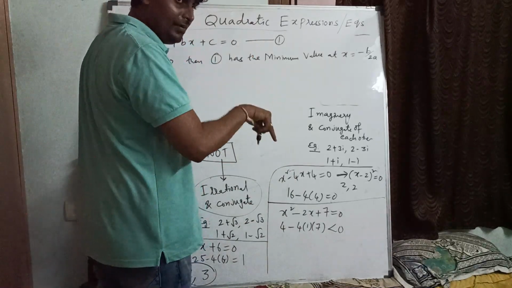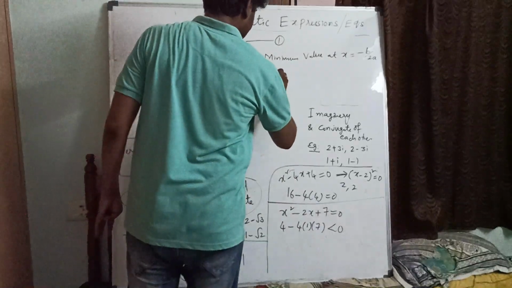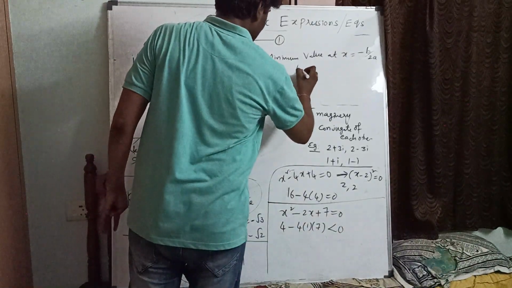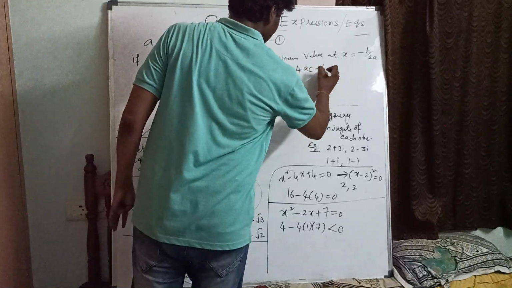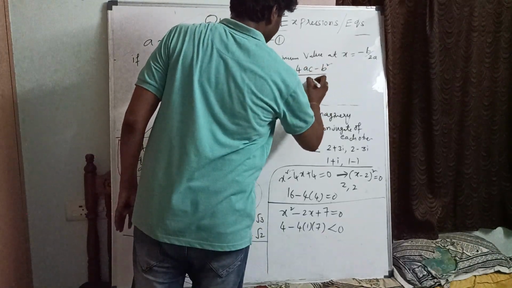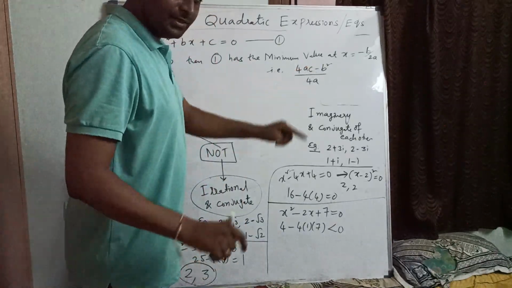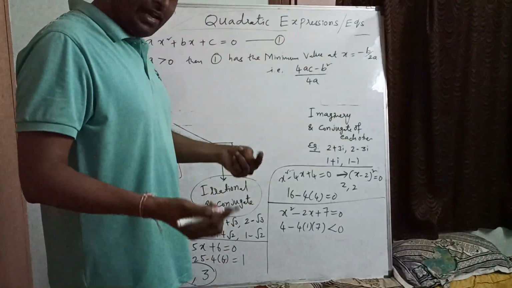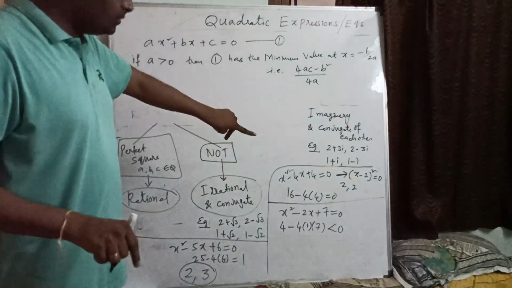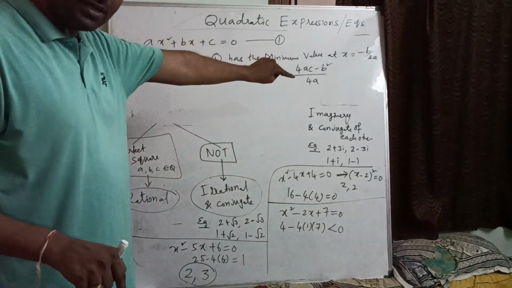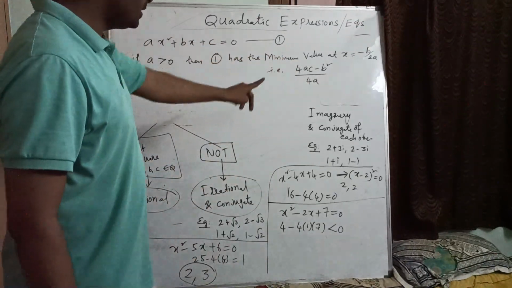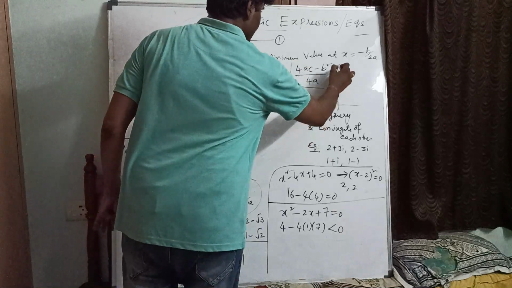What is that minimum value? That is (4ac minus b square) by 4a. So this is the actual minimum value. Where does it get the minimum value? At x equal to minus b by 2a only. What is that minimum value? This is the formula.